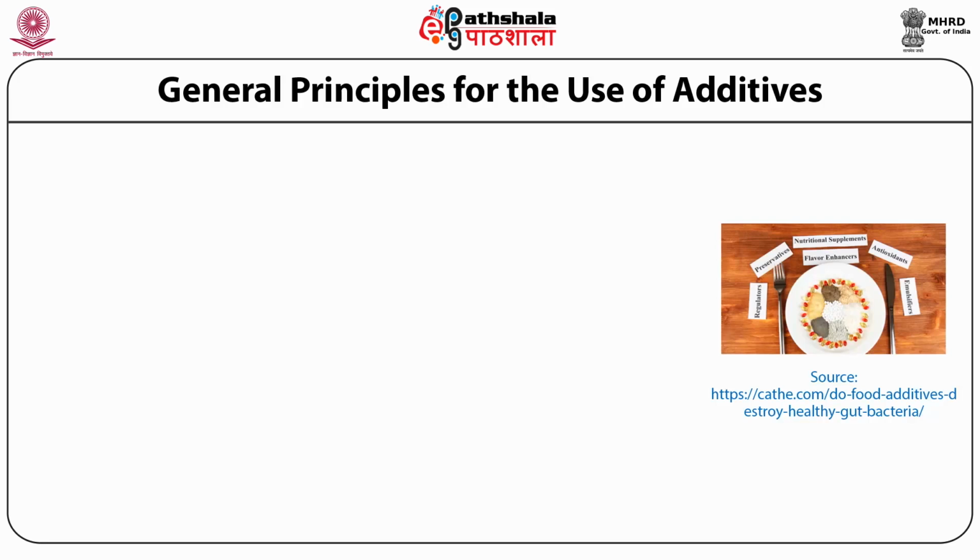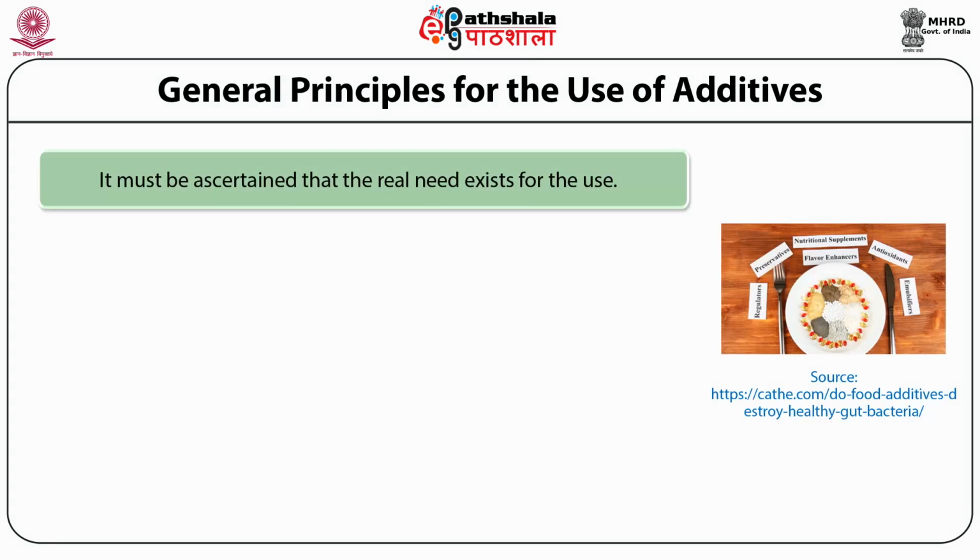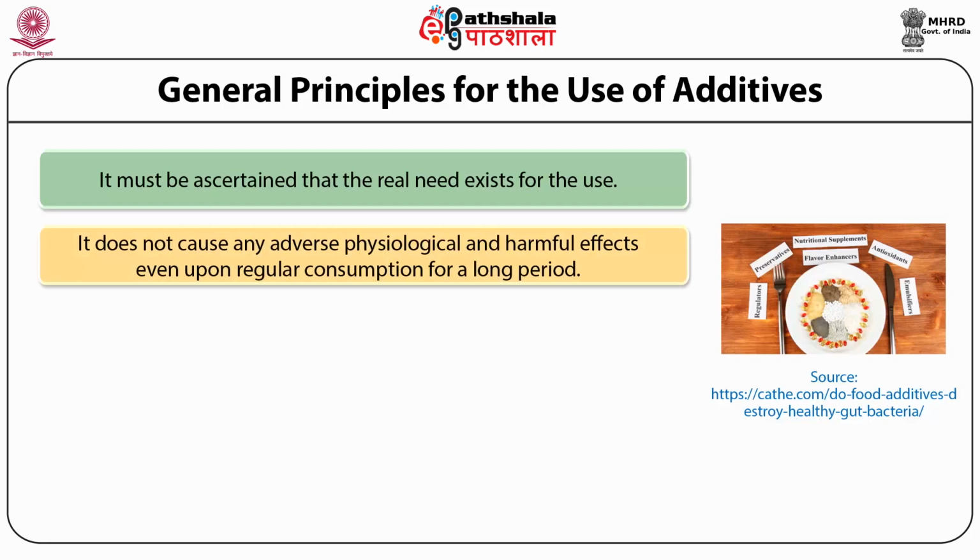So to regularize the use of additives, some general principles we should follow, and these principles I have listed. It must be ascertained that a real need exists for the use. Then only it should be added. Food additive should not be added as such unless there is an actual need for its use. Second, it does not cause any adverse physiological and harmful effects even upon regular consumption for a long period. So the lethal dose should be very, very high. The level added should not cross that lethal dose, and the level is safe for human consumption.